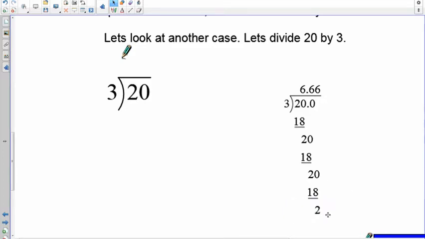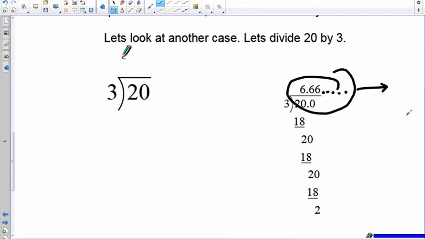And every time I bring down a 0, it goes to 20. 18 will go in, and I'll get a 2. Bring down another 0, it goes to 20. This is referred to as a repeating decimal. This would actually be 6.666, and this goes on forever. It never stops. You can keep dividing until you run out of paper, and it's just going to keep going. All right? So we have to have a way to deal with something like this, and we do.